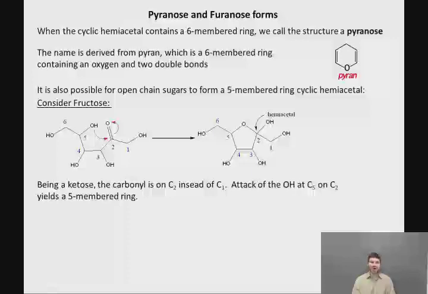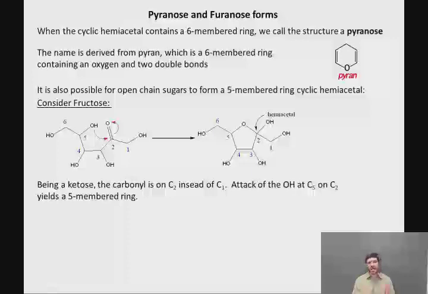Okay, so let's consider fructose, which is a ketose. In order to be a ketose, the carbonyl group cannot be on carbon 1. If it were, it would be an aldehyde, and it would therefore be an aldose. So being a ketose, the carbonyl is on carbon 2 instead of on carbon 1. So what that means is that if we take the OH on carbon 5 and use it to attack carbon 2, we end up getting a 5-membered ring instead of a 6-membered ring, of course, with the oxygen being one member of the ring. So you can see drawn here as the product, we have a hemiacetal.